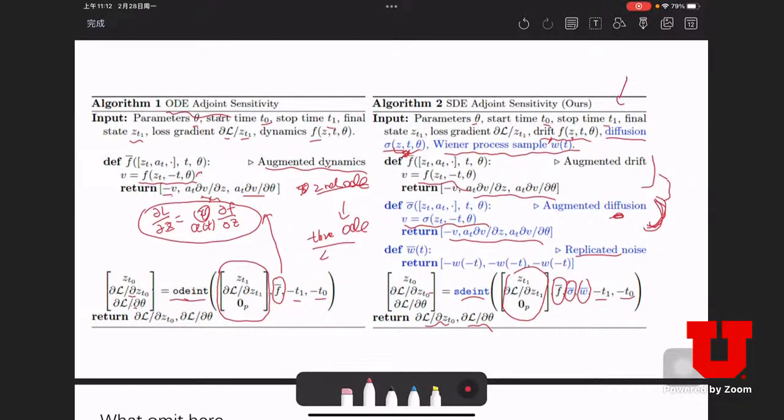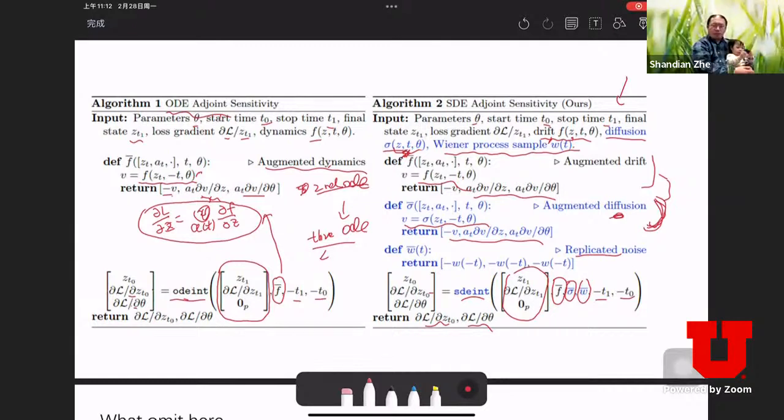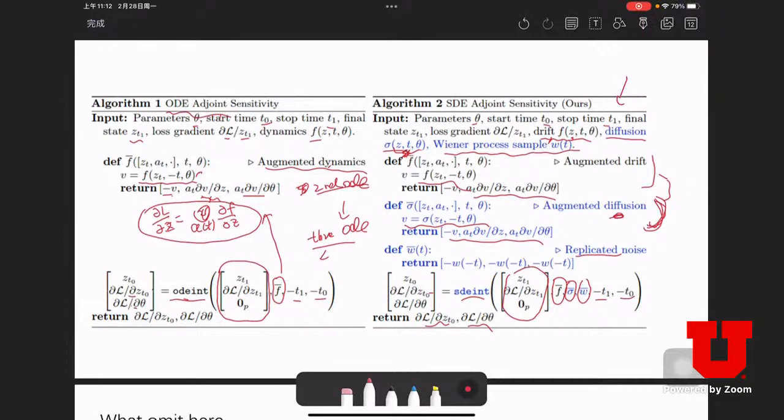They handle some models called the latent SDE, which I will talk about very soon. In such models, the diffusion terms are always constant or given functions. They are not related to any parameters.